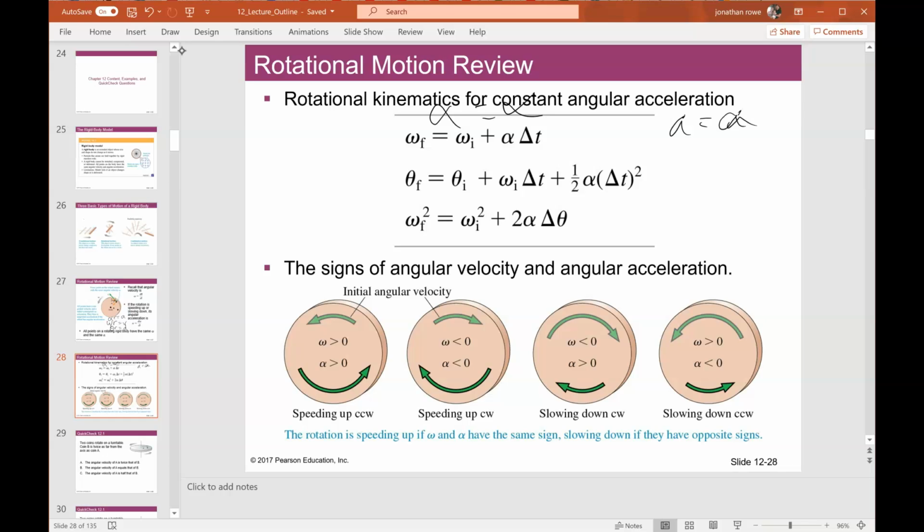All right. Remember that counterclockwise is positive in rotation and clockwise is negative. So what if we have it going this way and it's speeding up counterclockwise? If that's the case, then omega is positive and alpha is positive. What if it's going this way, speeding up clockwise? Then omega is negative and alpha is negative. What if it's going clockwise and slowing down? Then omega is negative, but alpha would be going the other way, so alpha would be positive. What if it's going counterclockwise and slowing down? Then omega would be positive, but alpha would be negative.